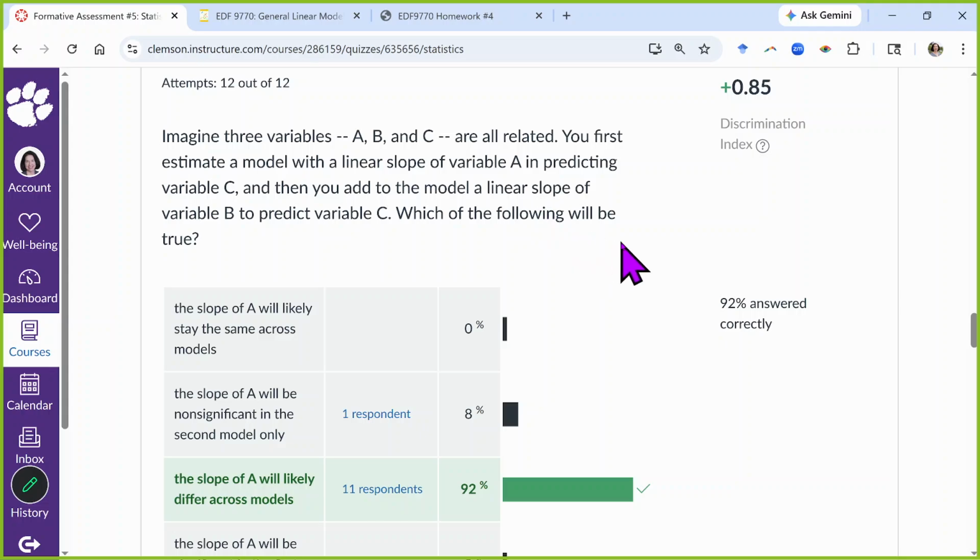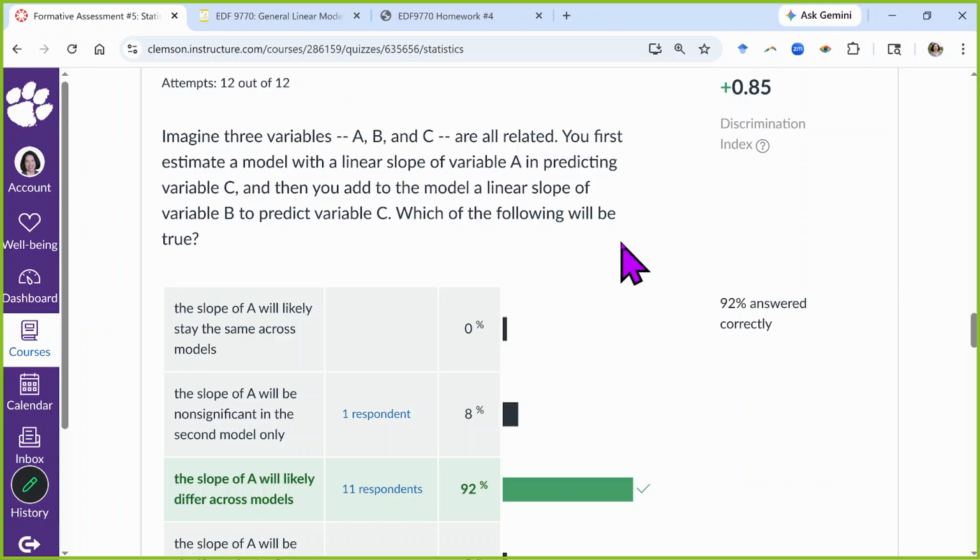All right, let's see here. So in terms of unique effects, the next few questions. Imagine 3 variables are all related. You estimate a model with variable A predicting C, and then you add B in predicting C. Which of the following is true? The slope of A will likely differ across models. When would that not occur? When would the effect of A in predicting C stay the same if A and B were both predicting C?